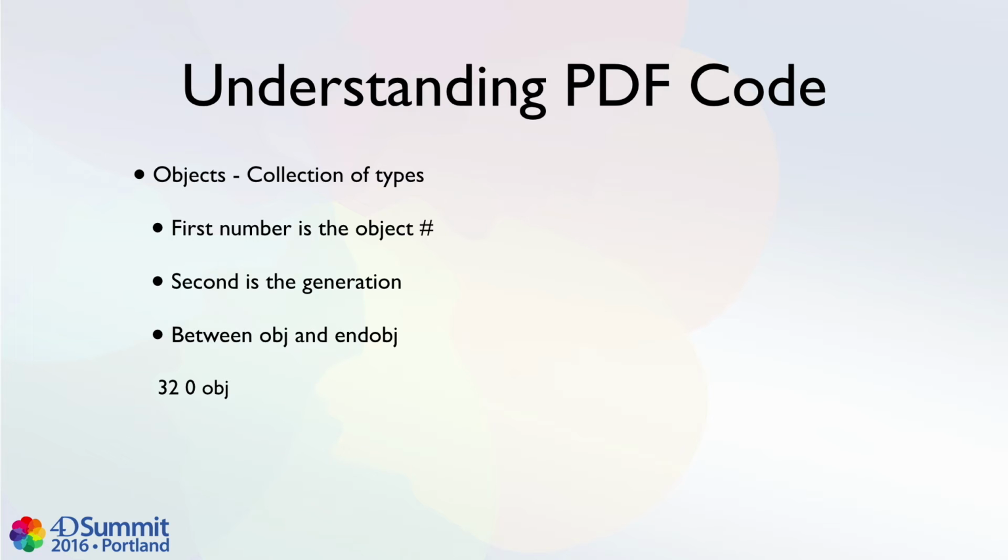So there's the start of one. It's object 32, revision 0, and you know it's an object because it says obj afterwards. I'm going to put some text in there. The text is surrounded by parentheses, so we know that that's static text. And we do an endobj. So this is an object that has text in it. That's the only thing that we have in it. You can put anything you want in an object, though.